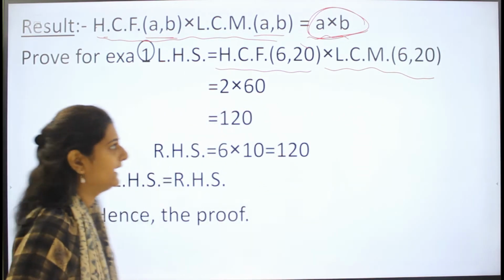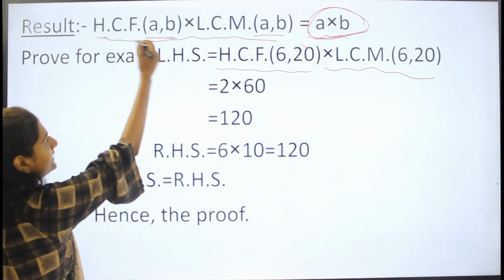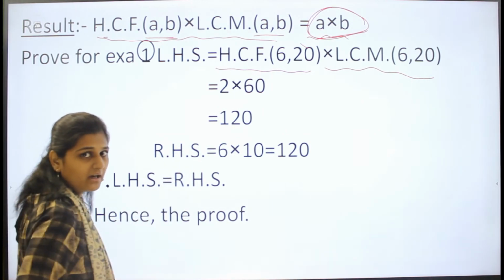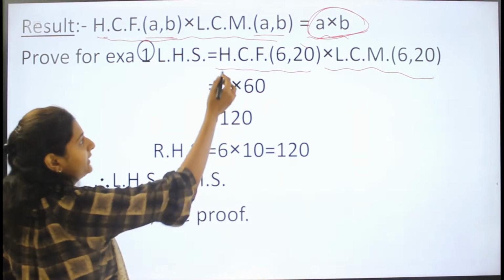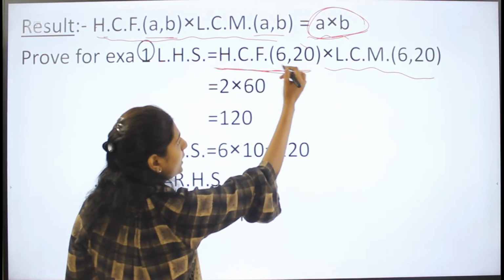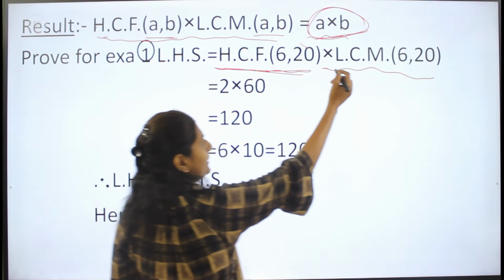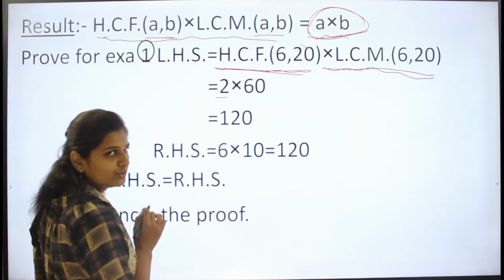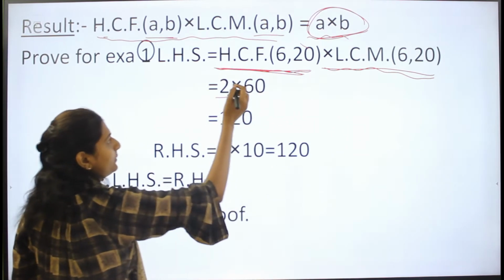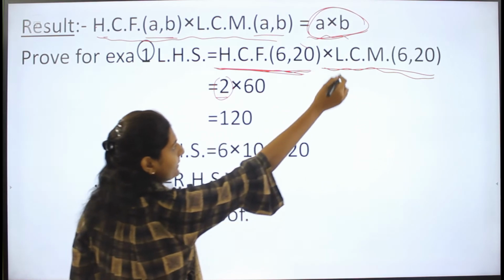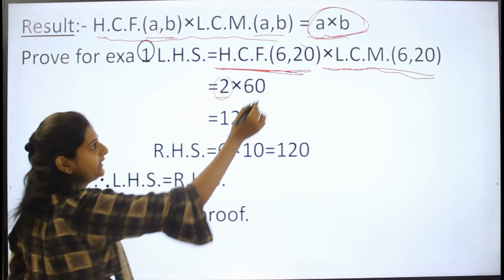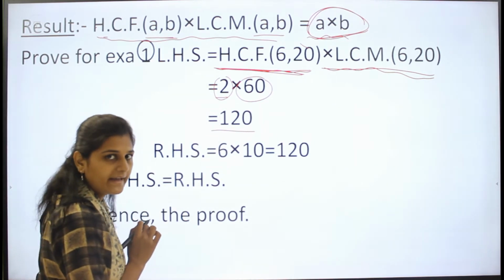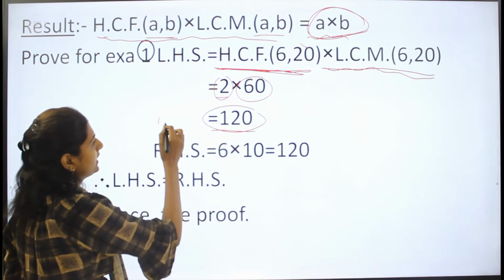So in the LHS we have HCF of A, B multiplied by LCM of A, B. With the question we took before, the values are HCF of 6, 20 multiplied by LCM of 6, 20. HCF of 6, 20 was 2, multiplied by LCM of 6, 20, which was 60. Now 2 multiplied by 60 is 120. So we got 120 as the LHS.